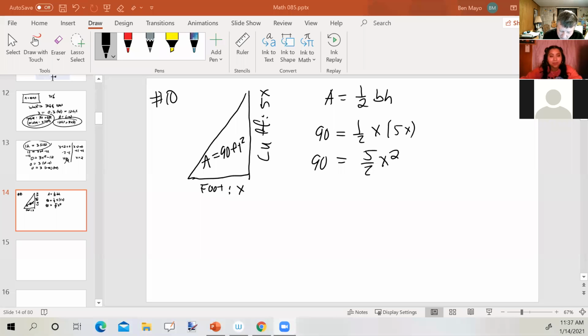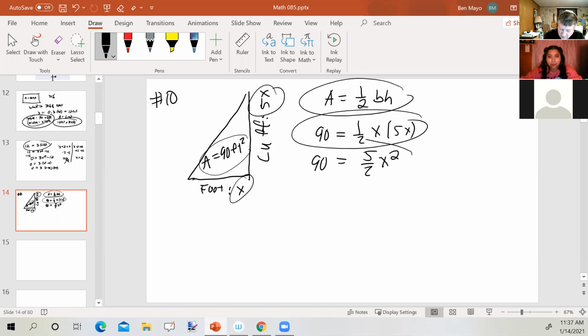Okay. So the area is 90 square feet. The foot is x. The loof is 5x. So we get this, which leads to this, which leads to that. Okay. Sorry about that. So any questions up to there? All right. Do you want to live with the 2 in the denominator or get rid of it? It's up to you.